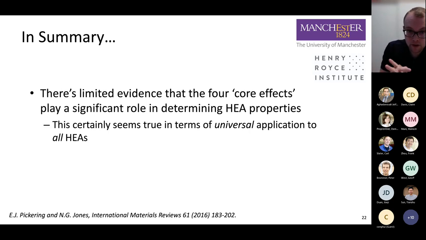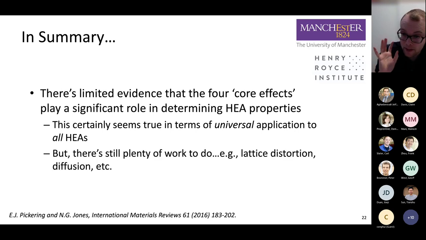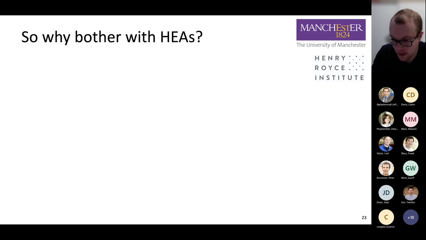This certainly seems to be true in terms of there being universal application to all high-entropy alloys. So I can't say that all high-entropy alloys have sluggish diffusion, because that certainly isn't the case. That said, though, there's still plenty of work to do on lattice distortion, diffusion, etc. And I'm about to talk about the fact that there are still great opportunities to study high-entropy alloys, despite the fact that these core effects may not be so strong.